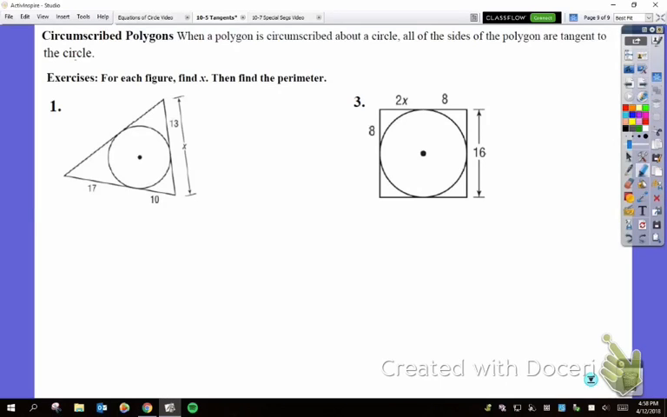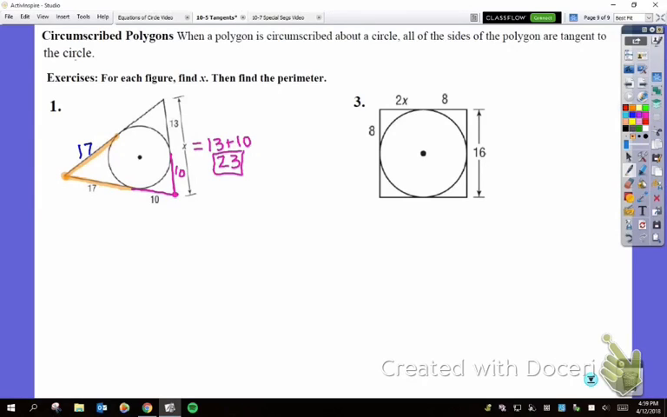If you look at this first example, they come from the same exterior point. So this side and this piece right here would be the same length. So we see that this side is 17, which means this side would also be 17. The same thing happens over here: if this piece is 10, then this piece that comes to the same point would also be 10. So to find x here, we would say 13 plus 10, which would be 23.